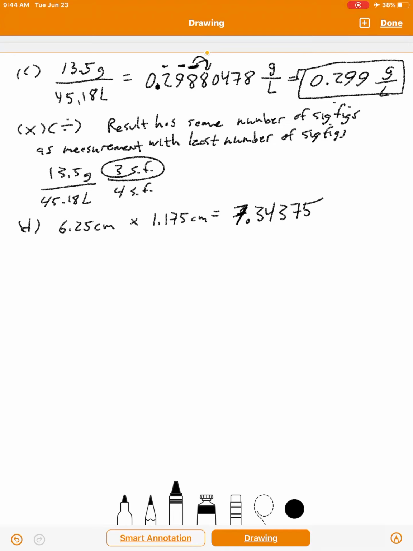Now, what are the units? 2 times 2 is 2 squared. 3 times 3 is 3 squared. Centimeters times centimeters is centimeters squared.